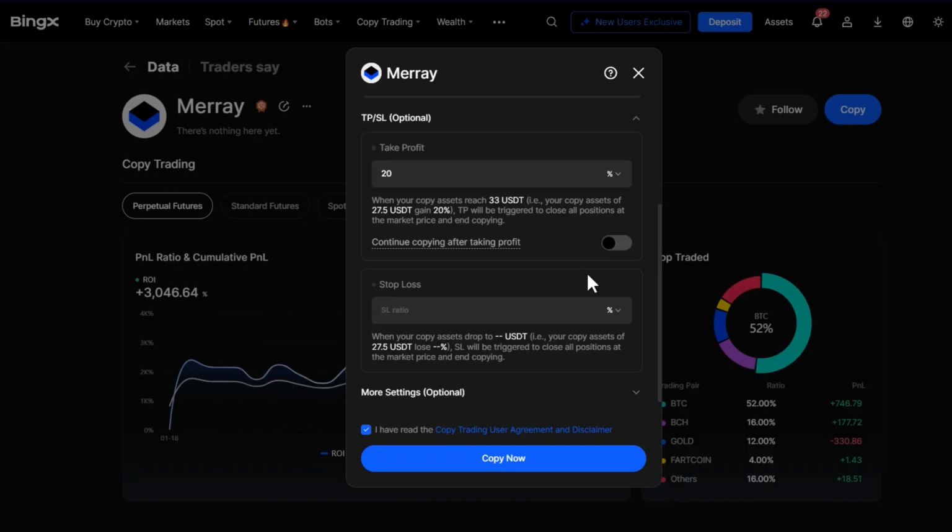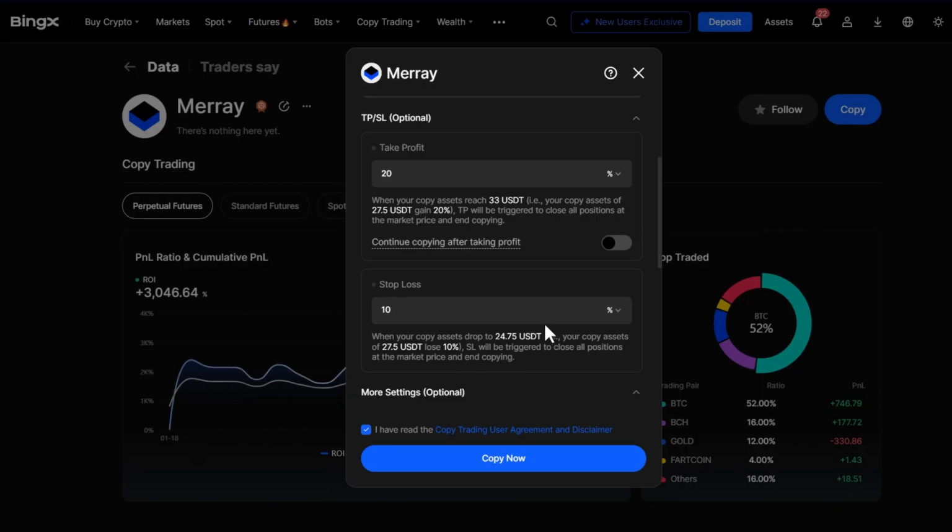Next is stop loss. This is where you can set a percentage or dollar amount where your position will automatically close to limit losses. For example, if you set 10% stop loss and your trade drops 10%, it will automatically close to protect your capital. I highly recommend setting a stop loss. This is your safety net against major losses.